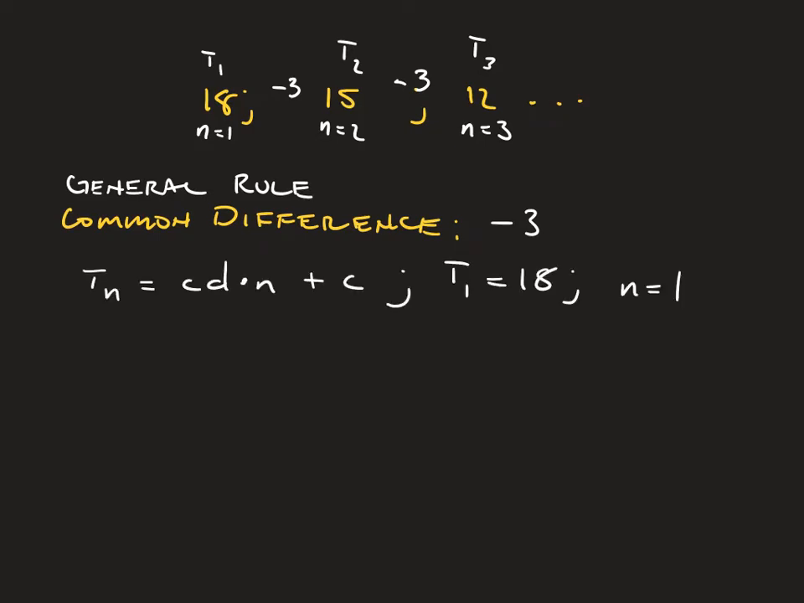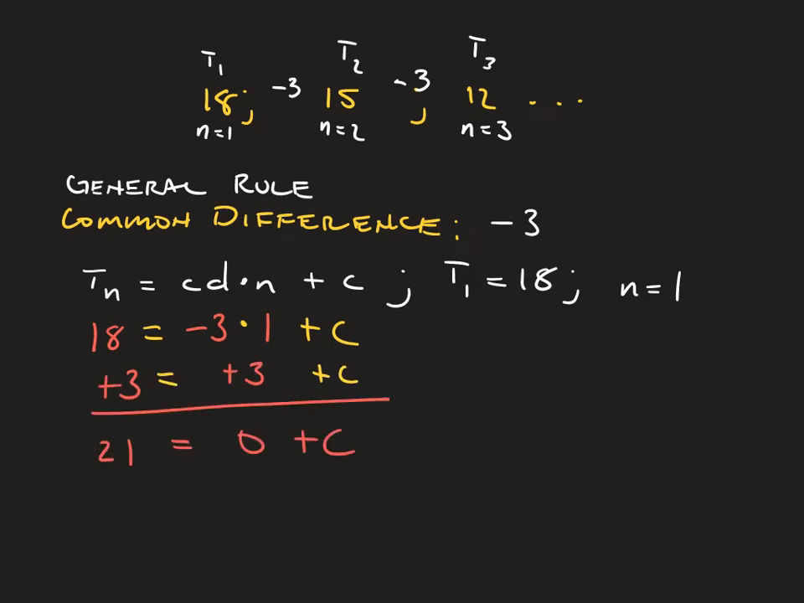So using the knowledge that we've got, we know that the general rule can be expressed as term n, or Tn, is equal to the constant difference times n plus c. And we usually substitute in the first term's inputs and outputs. So T1 is equal to 18 and n is equal to 1. So now our job is to substitute: T1, the 18, goes on the left side, and minus 3 for the common difference times 1 goes on the right side, substituting in for those variables.